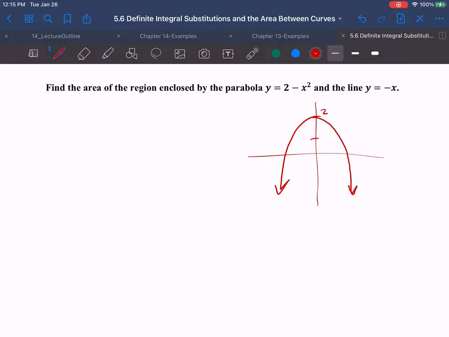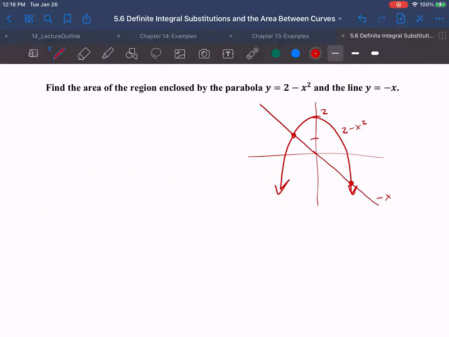And then what about y equals negative x? Any negative slope I want? So like that. So this is 2 minus x squared. This is negative x. And then where do they meet? We need to find this point and this point. How do we find where they meet? Set them equal to each other, right?